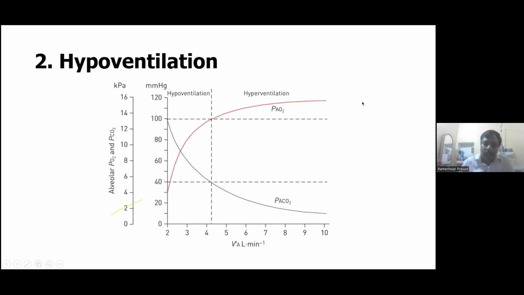Now, what will be the effect on alveolar arterial oxygen difference? Will it be altered? No, because as the alveolar PaO2 goes down, partial pressure of oxygen in the blood will also go down. Both will go down simultaneously. Therefore, alveolar arterial pressure difference will not be there in hypoventilation. Also, in case of low PaO2 level, alveolar arterial oxygen pressure difference will not be found.